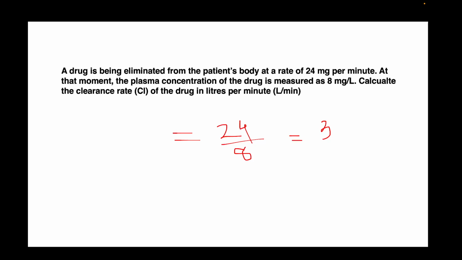The next question was, a drug is being eliminated from the patient's body at a rate of 24 mg per minute. At that moment, the plasma concentration of the drug is measured as 8 mg per liter. You have to calculate the clearance rate of the drug in liters per minute. So that is basically the drug elimination rate, which is 24 mg per minute, upon the plasma concentration of the drug, which is 8 mg per liter. This will give you 3 liter per minute, which is the clearance rate of the drug. That will be the correct answer.